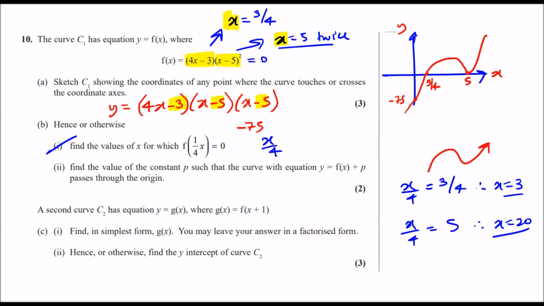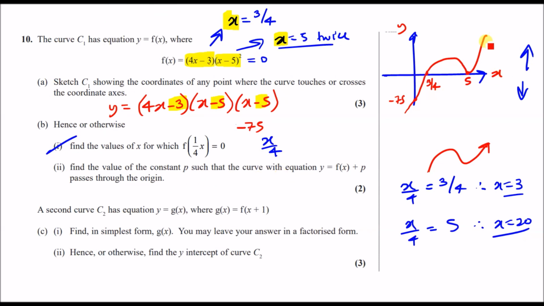Now for II, it says find the value of the constant p such that the curve with equation y equals the function plus p. So what this means now, if it's plus p, it means that the curve now shifts upwards or downwards, depending if it's positive or negative, and passes through the origin. So it tells us already that this curve actually passes through the origin, so it's the same curve now.